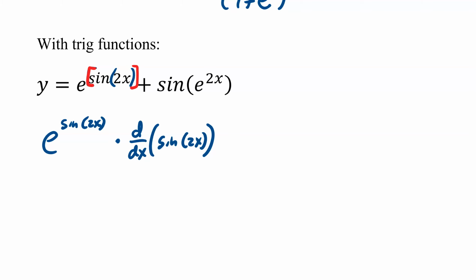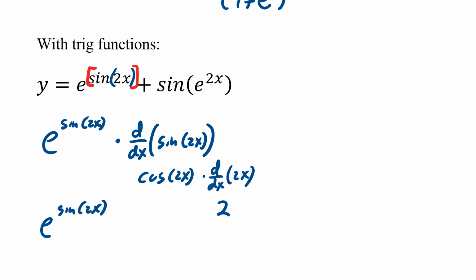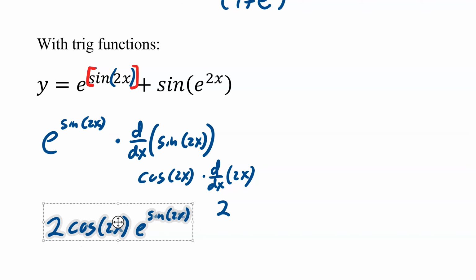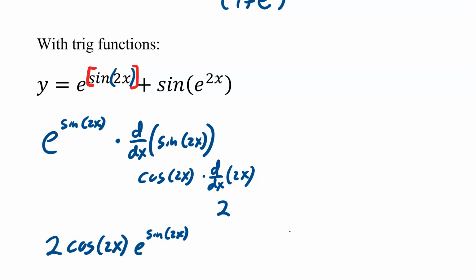So the derivative of sine of 2x would be cosine of 2x, but then we've got to do the derivative of the inside, which is 2x, which would be 2. And then we just throw them all together. So e to the sine of 2x with these two together. So I'm going to actually take and erase this and put them in front. So 2 cosine of 2x e to the sine of 2x. And then move it down a bit. All right, so that's our first one.